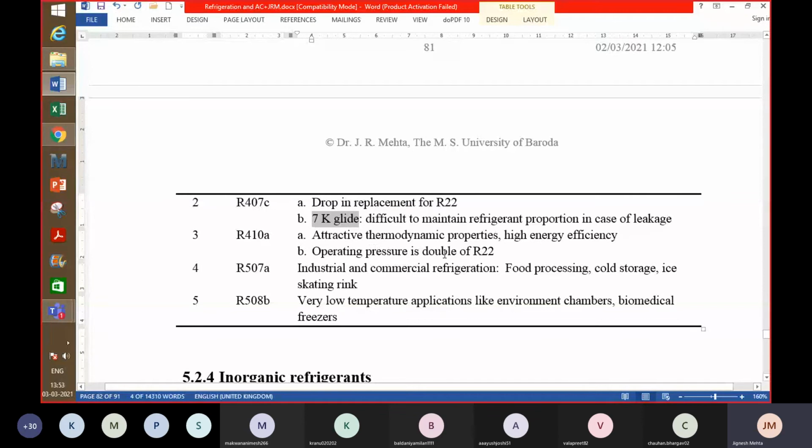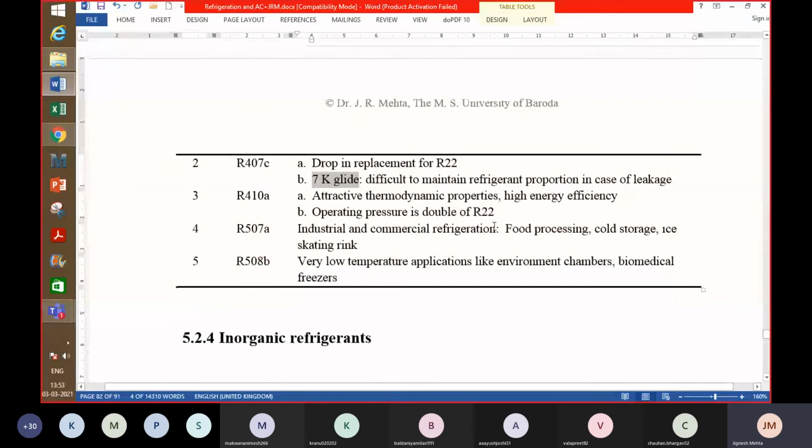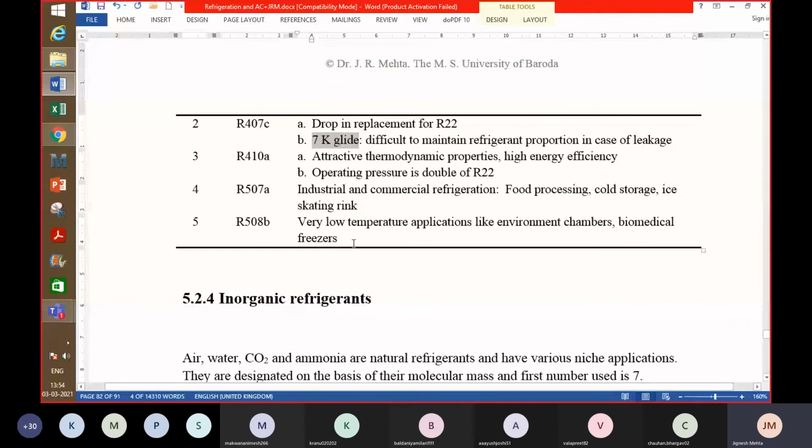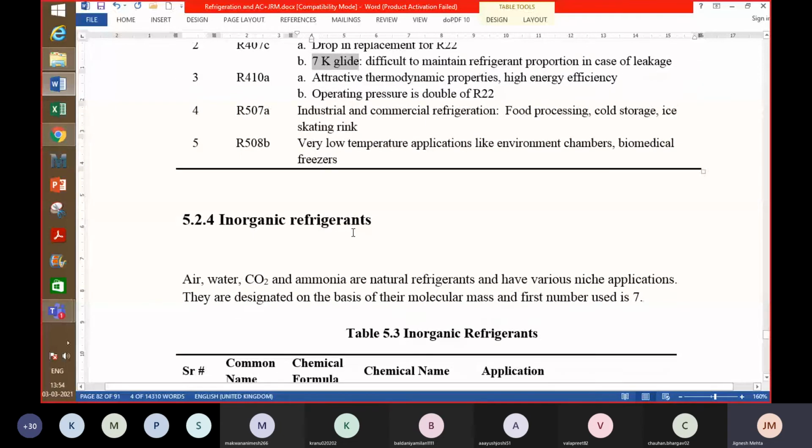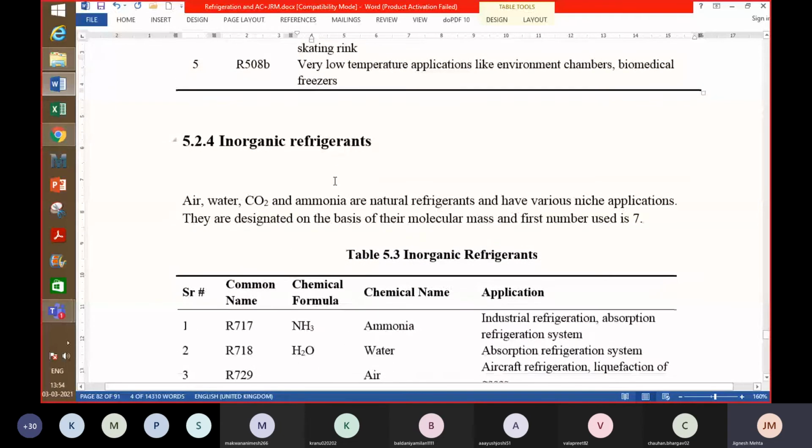R410A has attractive thermodynamic properties. Some of the refrigeration systems use these refrigerants also, and it is high in energy efficiency, but the operating pressure is double that of R22. Then R507A is used in industrial and commercial refrigeration, food processing, cold storage, ice skating rinks. R508B is used in very low temperature applications like environmental chambers, biomedical freezers, etc.